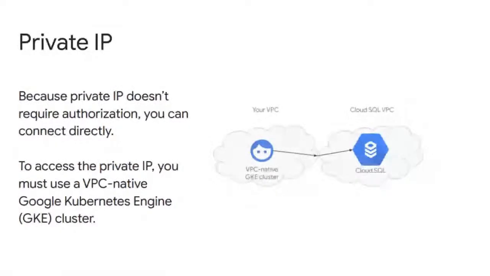Because private IP doesn't require any authorization, you can just put your private IP in your application and connect directly to your Cloud SQL instance. In order to access that private IP, you have to be on a VPC native Kubernetes Engine cluster. This is very important to know.